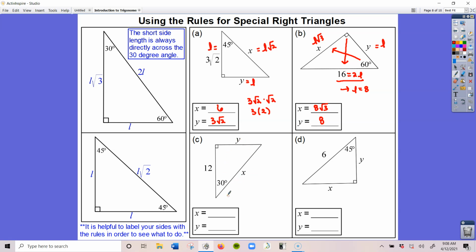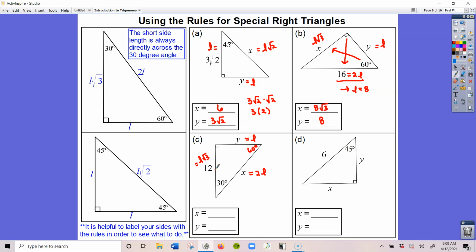This is another 30, 60, 90 triangle. So I'm going to label all of my sides with the rules. The side that is directly across from the 30, that's L. This is my 90. The side that is directly across from the 90 is 2L. And the side that is directly across from the 60 is equal to L square root of 3.